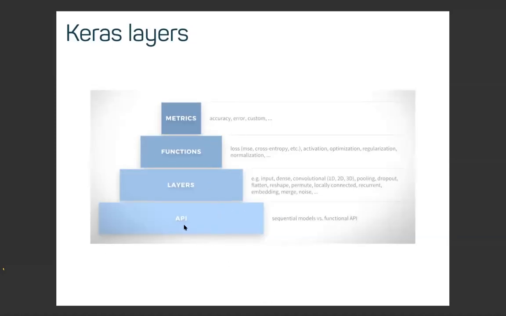So this is how you think of the pyramid if you build a Keras model. You start with your API. Let's say you start with a sequential model. Then you define the model by adding layers. And it will become clearer, I think, if we go to the coding section in a minute, just so that you already have an idea of what's going to happen.